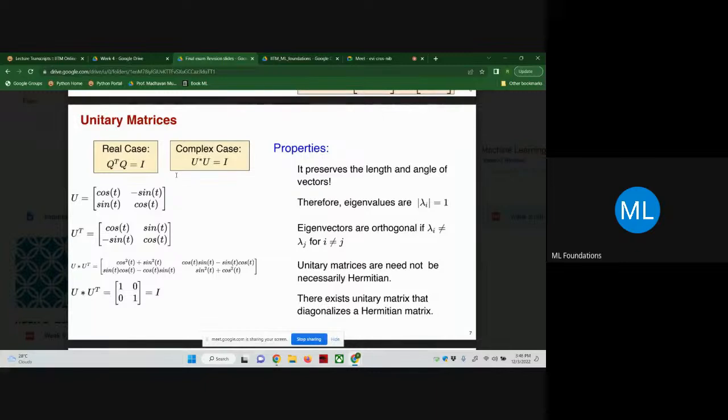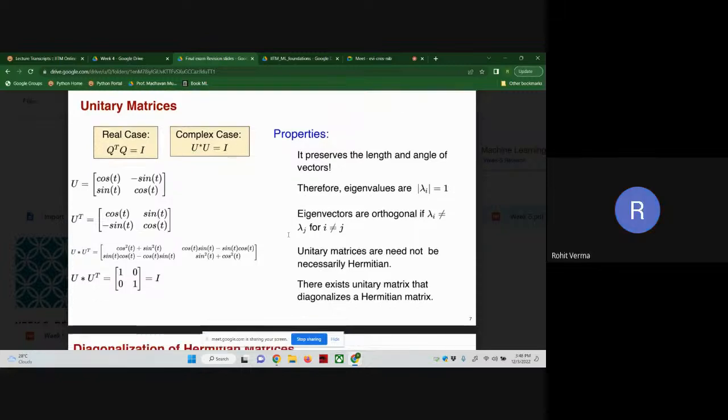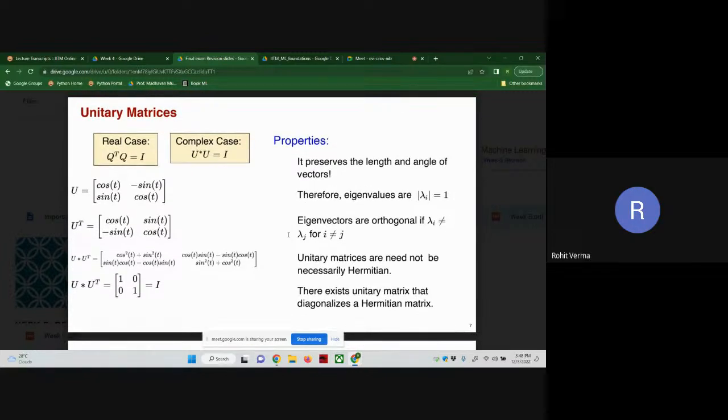And one other important property, for an orthogonal matrix as well as a unitary matrix, the mod lambda value is always going to be equal to 1. Here also, for distinct eigenvalues, the eigenvectors are going to be orthogonal. Mod lambda means the modulus, the absolute value of the eigenvalue, is going to be equal to 1.